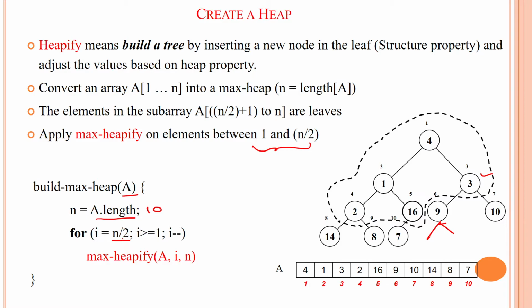First we access n by 2, so the fifth node is accessed, and we will traverse until 1, decrementing the index value by 1 each time. In max heapify we should check the heap property. So we pass the value 5: the entire array, then i is 5, and n is 10.